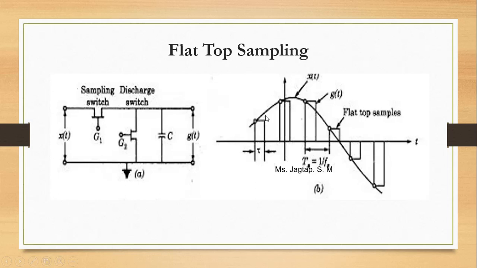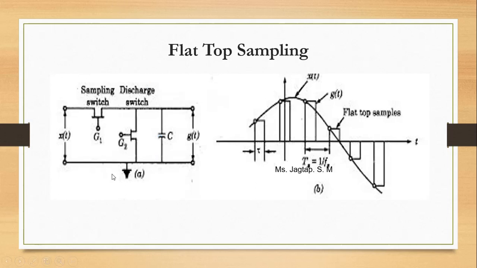The flat top pulses can be obtained by using the sample and hold circuit shown in the figure. The sample and hold circuit consists of two FET switches and one capacitor, as shown in the figure. The analog signal x of t is applied at the input of this circuit and the sampled signal s of t is obtained across the capacitor C. A gate pulse is applied to the gate terminal of the first FET for a very short duration of time. The sampling switch will turn on and the capacitor charges through it to the sample value x of nTs.